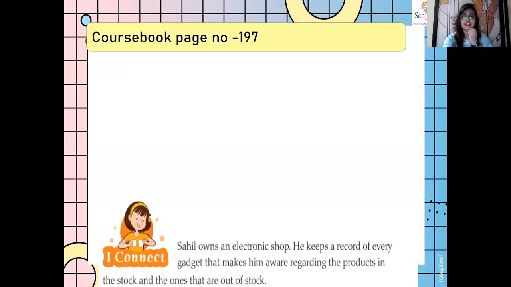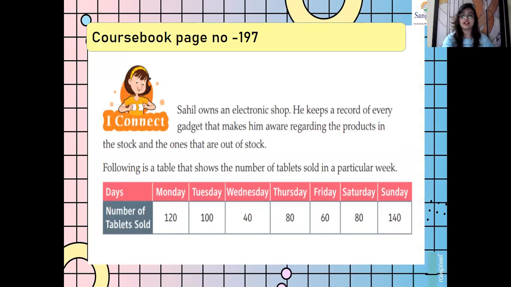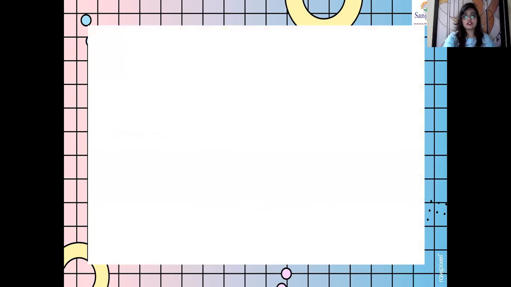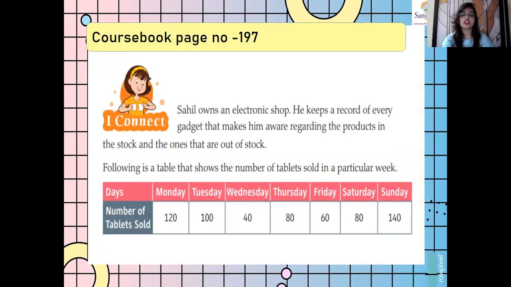Let's start with the iconic session of our course book, page number 197. Now pay attention here. Sahil owns an electronic shop. He keeps a record of every gadget, whichever products are in stock and whichever are out of stock. Now they have given you a table that shows the number of tablets sold in a particular week in Sahil's electronic shop.